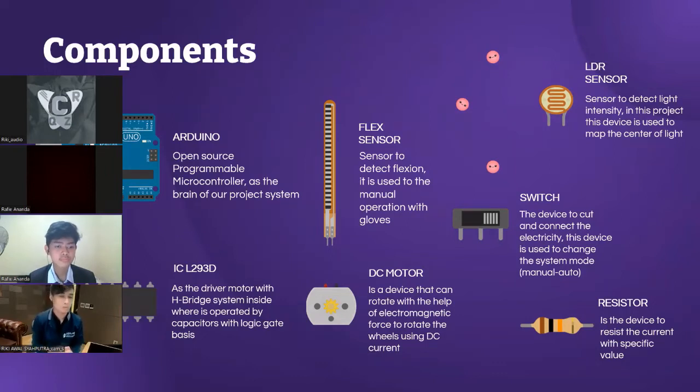We also have the flex sensor, operated with gloves, and the DC motor, which uses electromagnetic force to rotate the wheels using DC current. We also have a switch, a device to cut and connect the electricity. This device is used to change the system mode between manual and auto. On the upper right corner, we also have the LDR sensor, which detects light intensity. In this project, this device is used to map the center of the light.